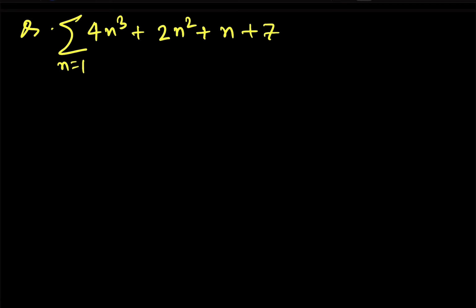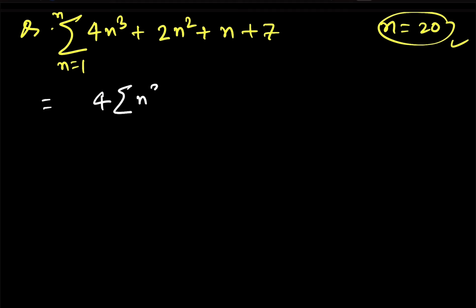Suppose 4 n cube plus 2 n square plus n plus 7. Suppose you have to find the summation of this series from n equal to 1 to n. The final term is n, and we can suppose at last we will put the n value as 20 and see the result. So here you can just split it up. 4 will come outside the summation of n cube, plus 2 will again come outside the summation of n square, plus the summation of n, plus 7 into n, because 7 when added n times will give 7n.